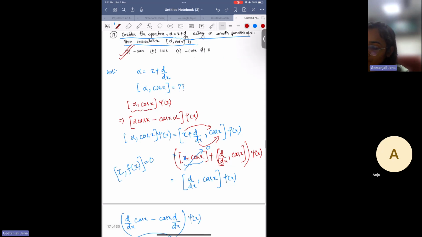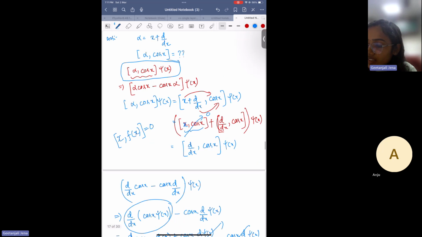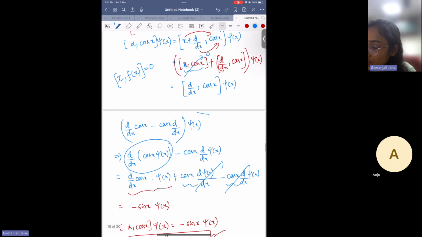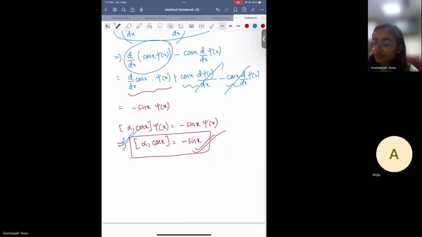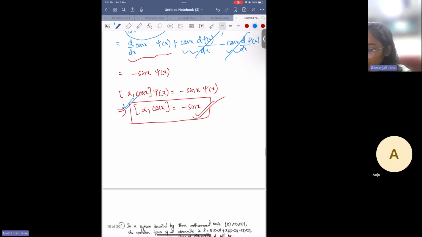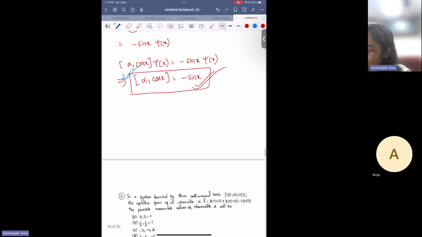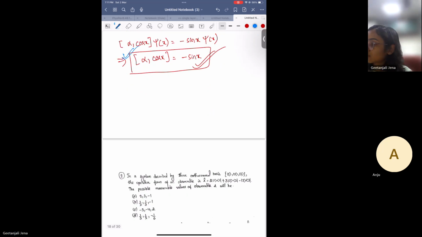So just follow these steps. First, act on a normalized ket here. Then solve this expression and use the property of the commutation relation. Then solve the final expression and you will get the result. I think this problem is clear to you. If you have any doubt, you can ask me. Otherwise, I will proceed to the next question.